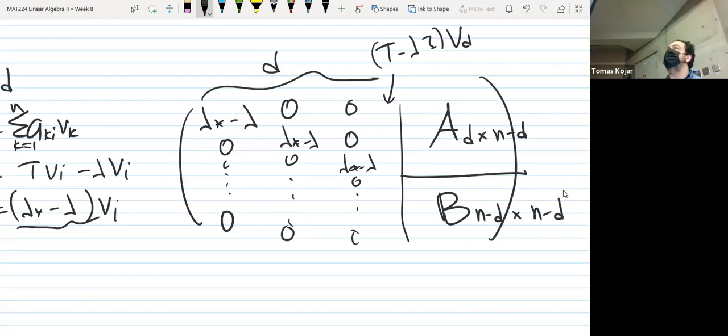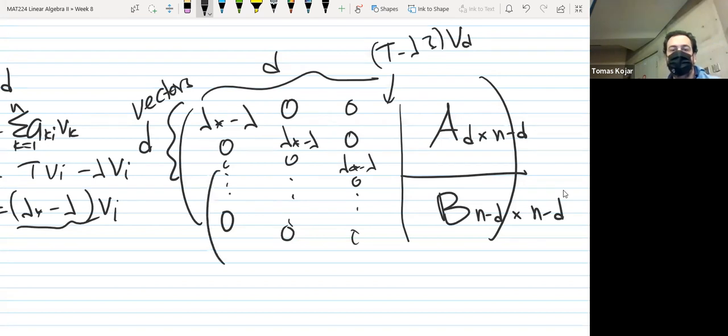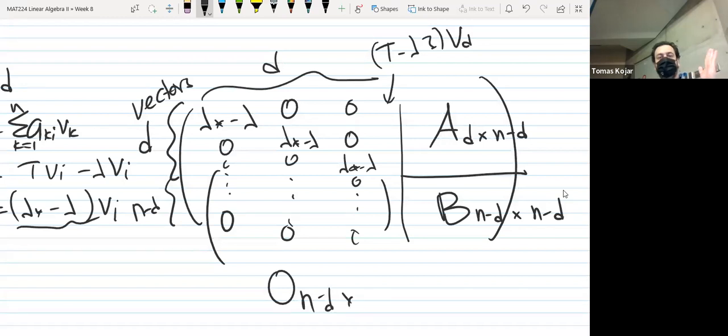Okay, so you have these block matrices. Again, this is D because you have D vectors. So you get D coefficients. And then this guy over here is just a huge zero matrix of size n minus D times how many columns? Yeah. Perfect.